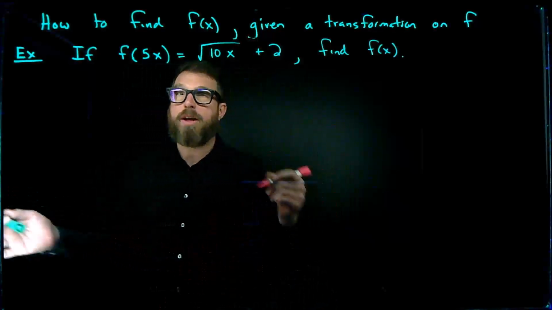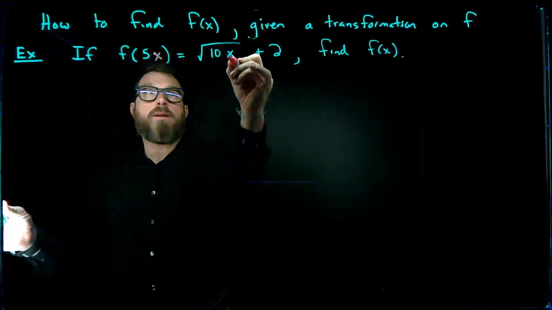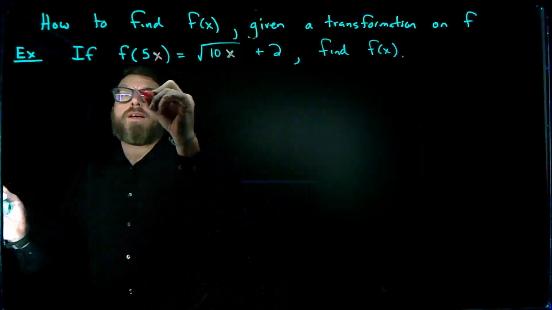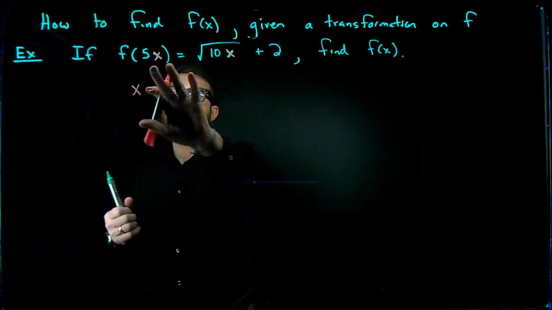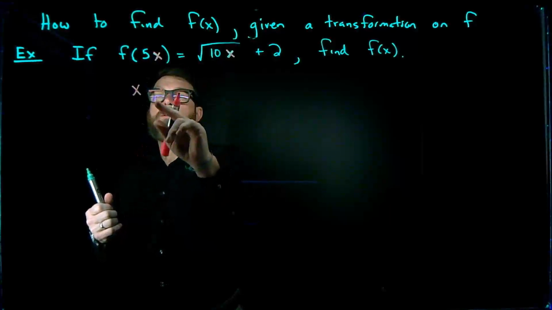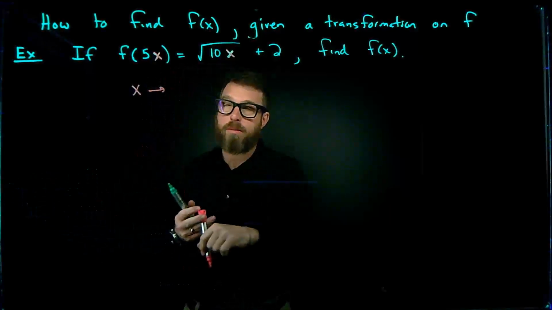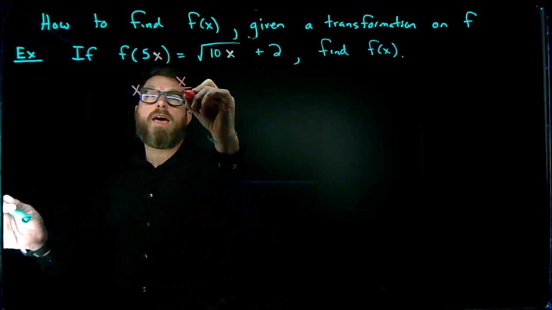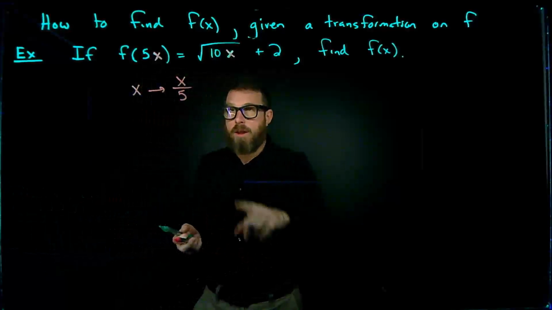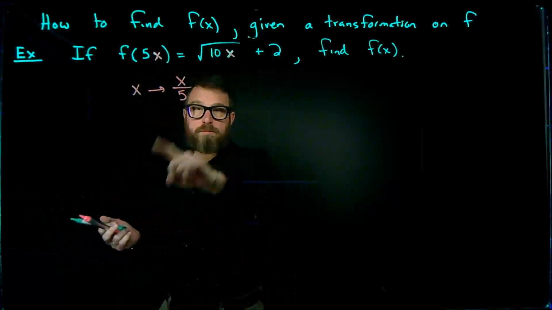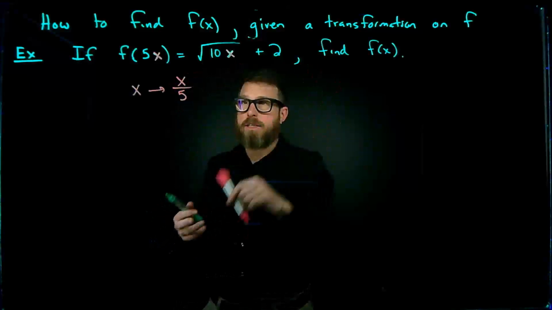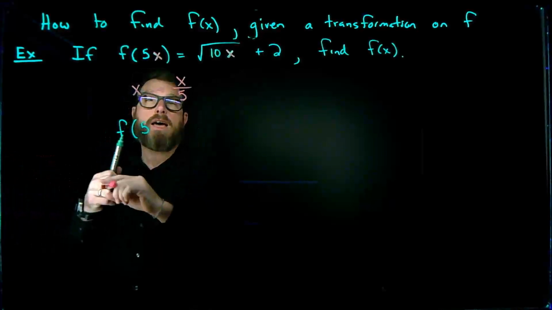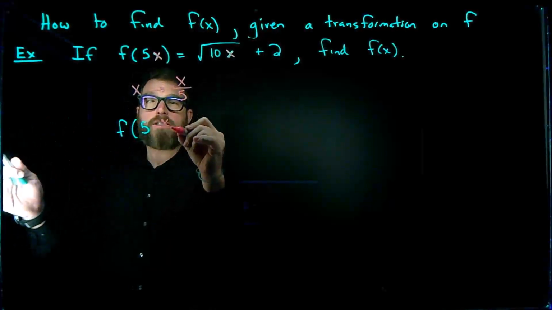Again, a very similar idea: everywhere you have an input, which is going to be x in this case, you need to undo it essentially. So how do you undo a multiplication of 5? Well, you're going to divide by 5. So I'm going to evaluate this at x divided by 5, and this would horizontally stretch it. Everywhere there's an x, now there's going to be this. So this is going to be f of 5 times x divided by 5.